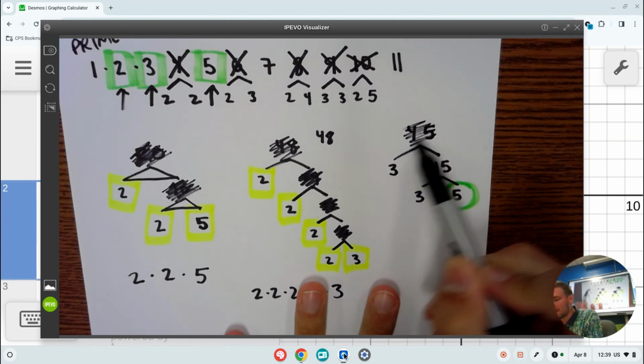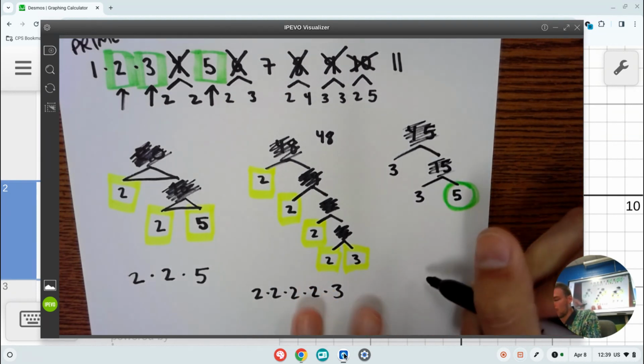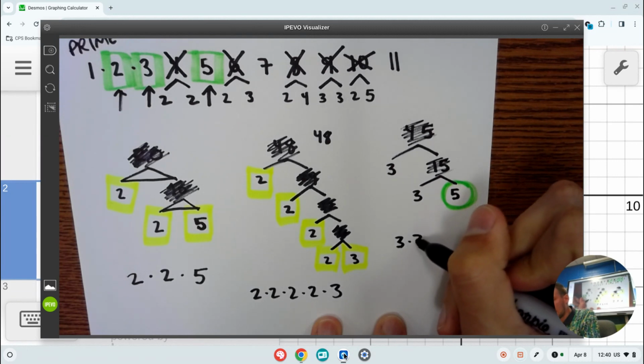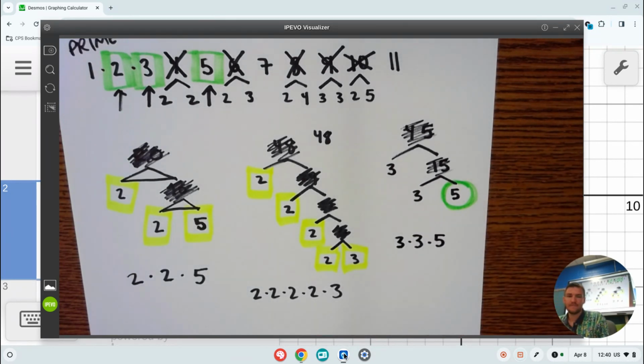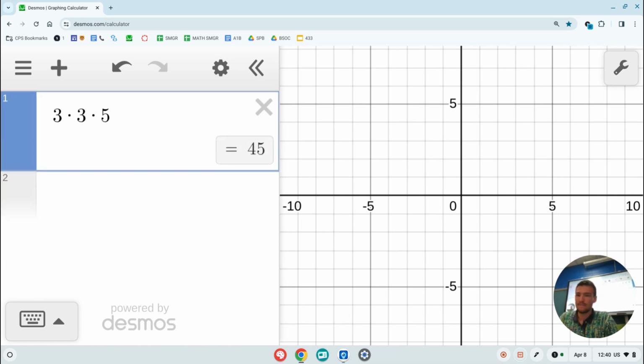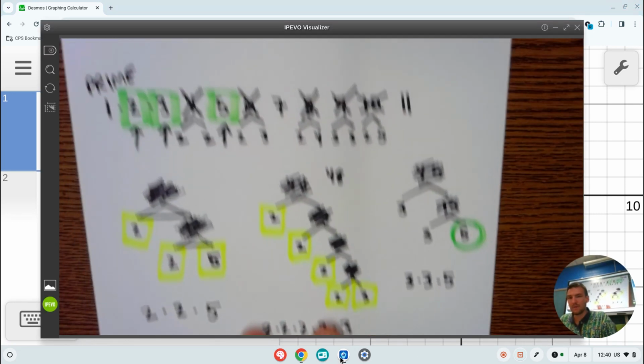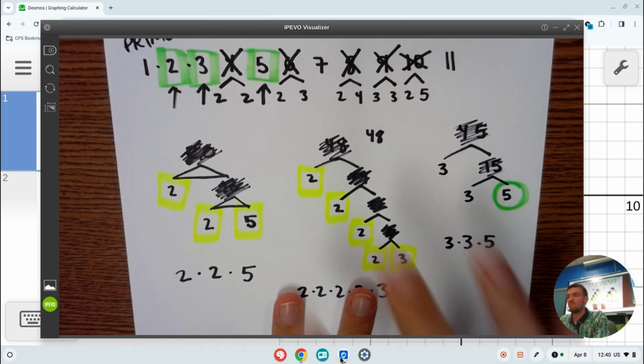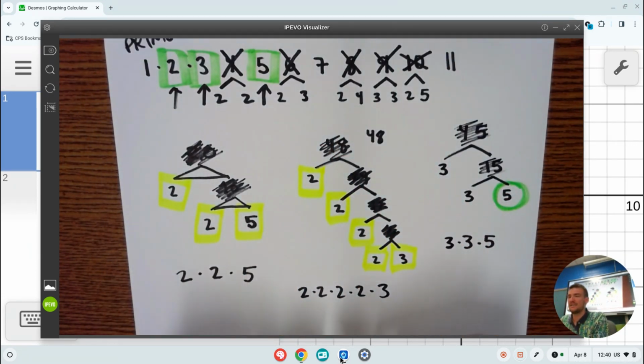We don't need the 45. We don't need the 15. We're looking for 3 and 3 and 5. 3 times 3 times 5 is 45 in its very simplest form. Alright, that's going to end our warm-up on prime factorization. Break down your numbers until they're in their tiny little Lego bits. Just divide it by 2 or divide it by 3 or divide it by 5.